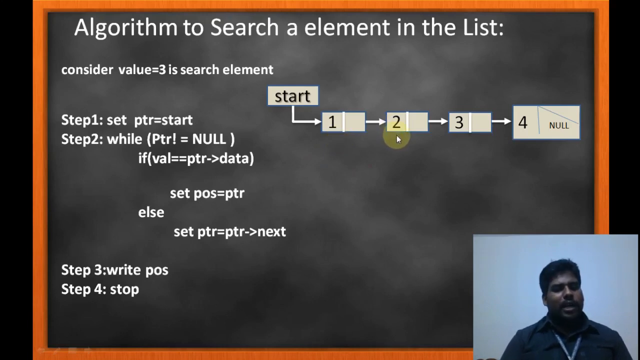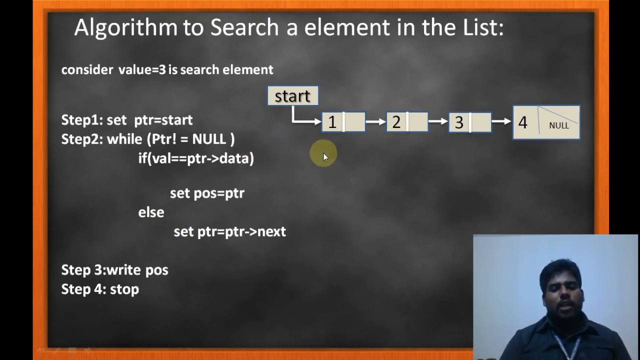Okay. Again the while loop, here the next one is not null. The next one is 2. So again, val equal to this. Sorry, val is 3, right? 3 equal to this 2. Again the condition is false. So it will come to the else part. Again next, so it will come here. So again it will check the while loop.